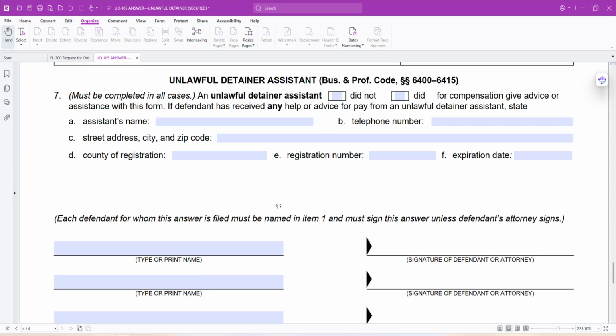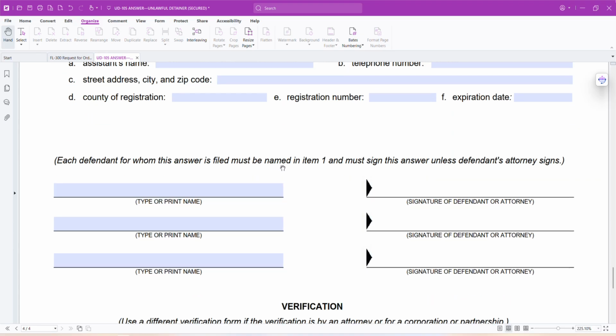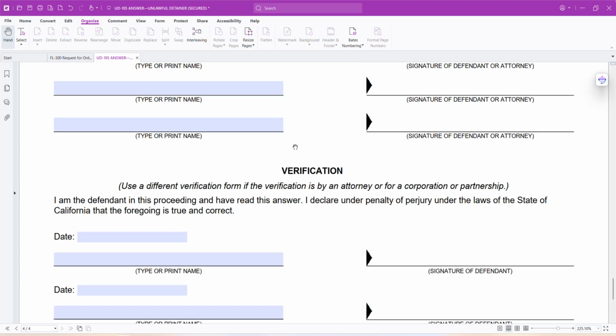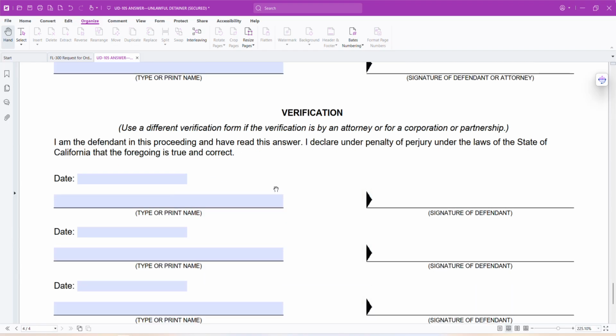Then on the last page, an unlawful detainer assistant is somebody that you have paid specifically to help you with this form. I am not that, and if you didn't pay anyone to help you with this form, then mark the box for did not. If you did pay to have somebody help you with this form, mark the box for did and identify who that person was. Then you need to sign both here and the verification here.